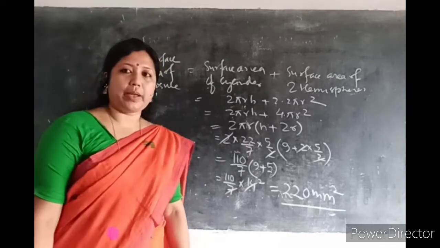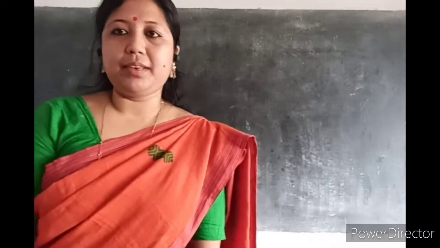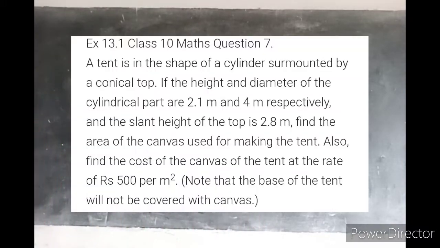Let us see the next question, that is question number 7. A tent is in the shape of a cylinder surmounted by a conical top. If the height and the diameter of the cylindrical part are 2.1 meter and 4 meter respectively, and the slant height of the top is 2.8 meter, find the area of the canvas used for making the tent, and also find the cost of the canvas of the tent at the rate of 500 per meter square. Note that the base of the tent will not be covered with the canvas.